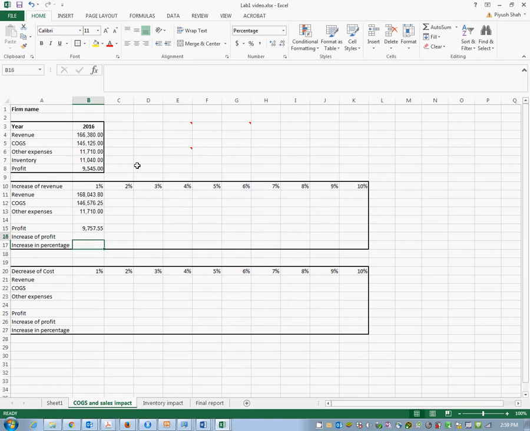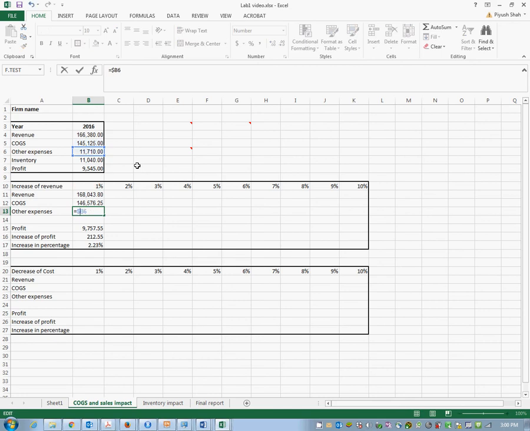Wonderful. And the increase of profit would be the new profit minus the old profit. And the increase in percentage terms would be the change divided by the old profit. So we have a 2.23% increase of profits if we increase the revenue by 1%. So let me fix up some of these cells so that I can lazily copy the formulas across these columns and get the results.